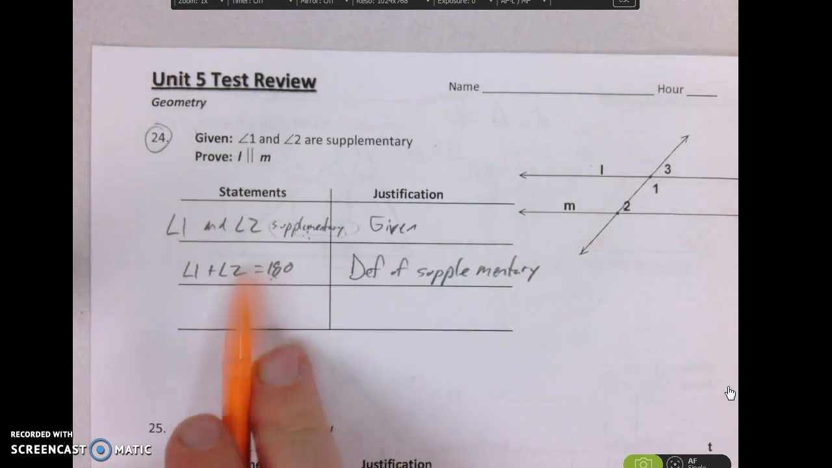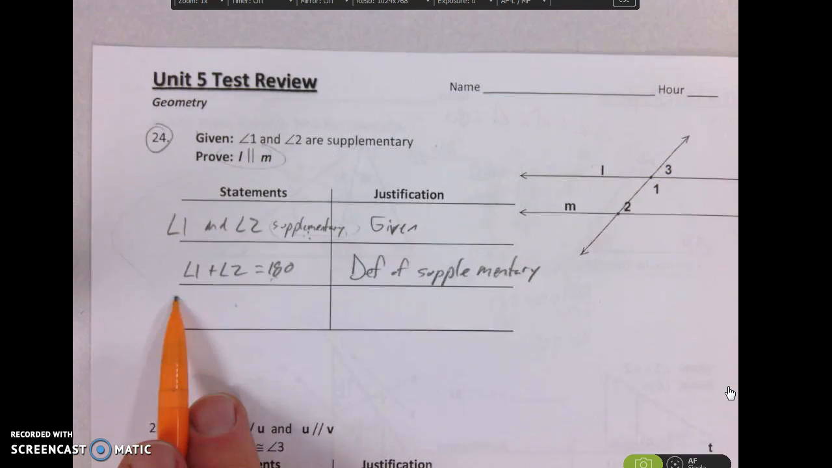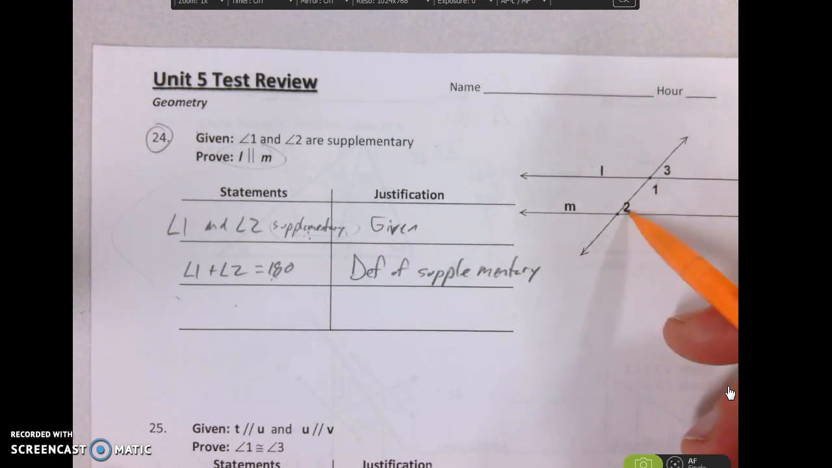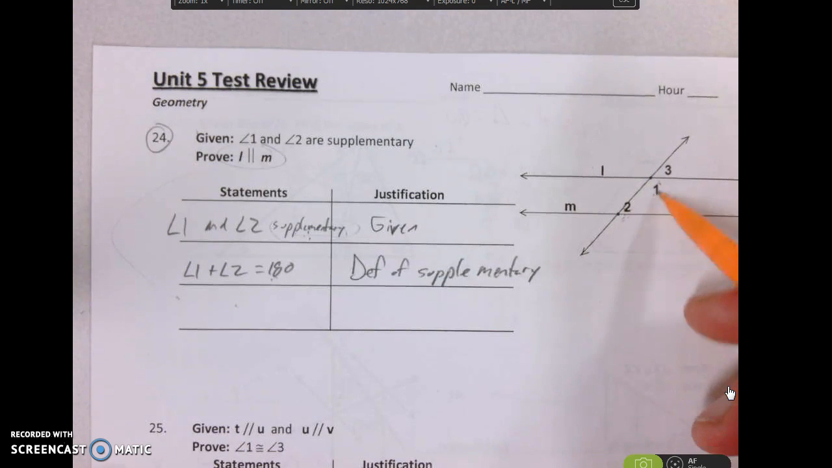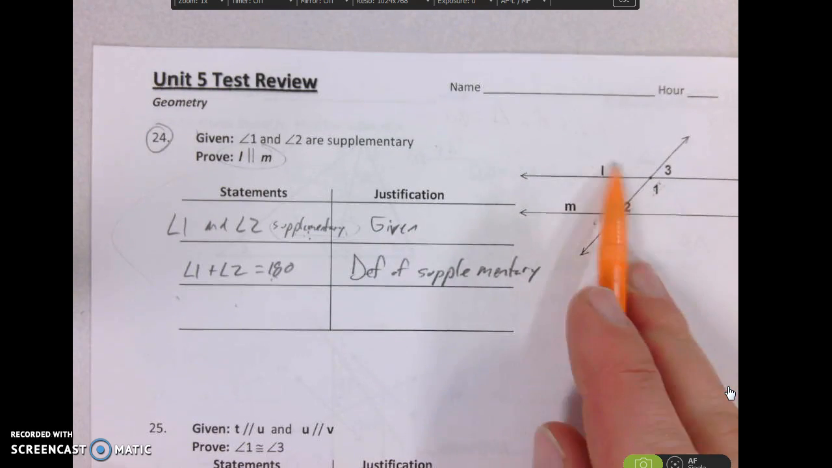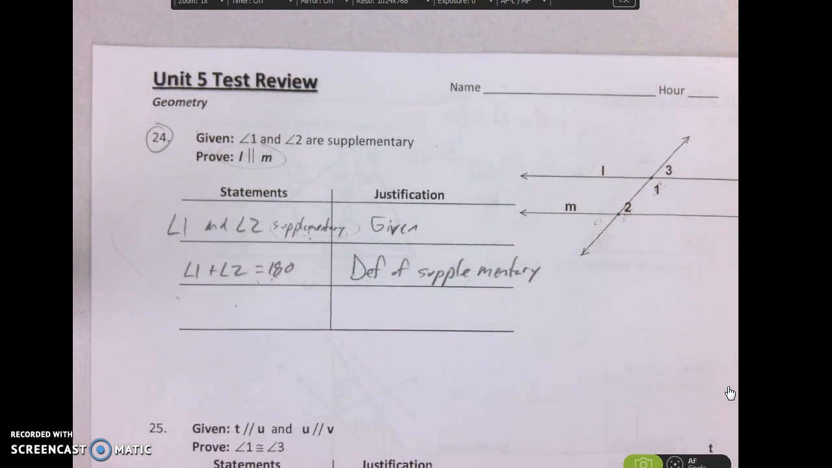Okay. And then we're to the third line. I got to put the prove statement if that's what's next, if I can prove it. Now, if 1 and 2, if I look here, are supplementary, these are also same side interior. Remember, same side interior are supposed to be supplementary if these lines are parallel. Well, 1 and 2 are supplementary. They do add up to 180.